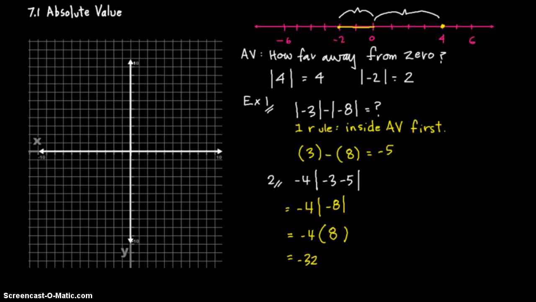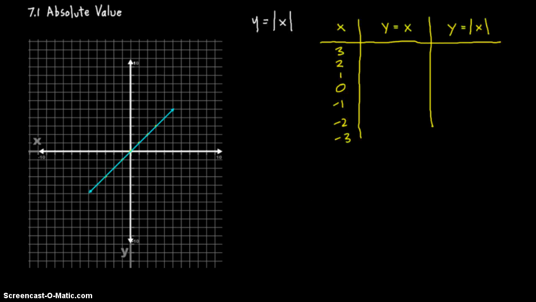Okay, so the next thing I want to do here is look at what happens when we graph an absolute value function. So here what I'm wanting to look at is what happens when I am trying to graph the simplest of absolute value functions. This is the most basic.